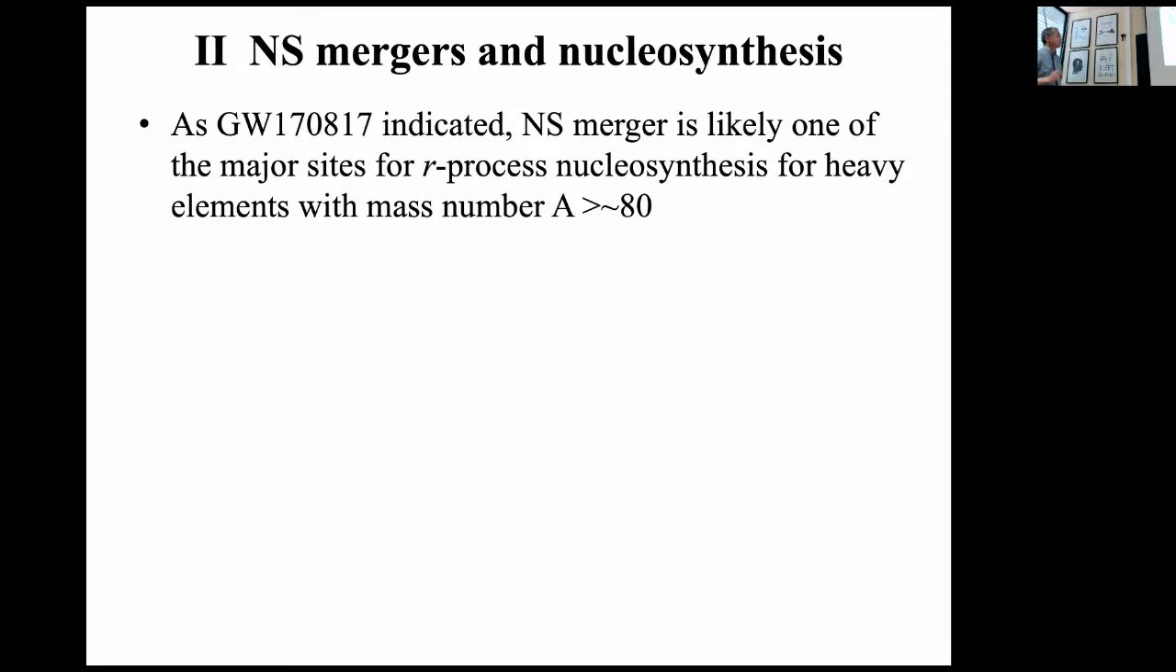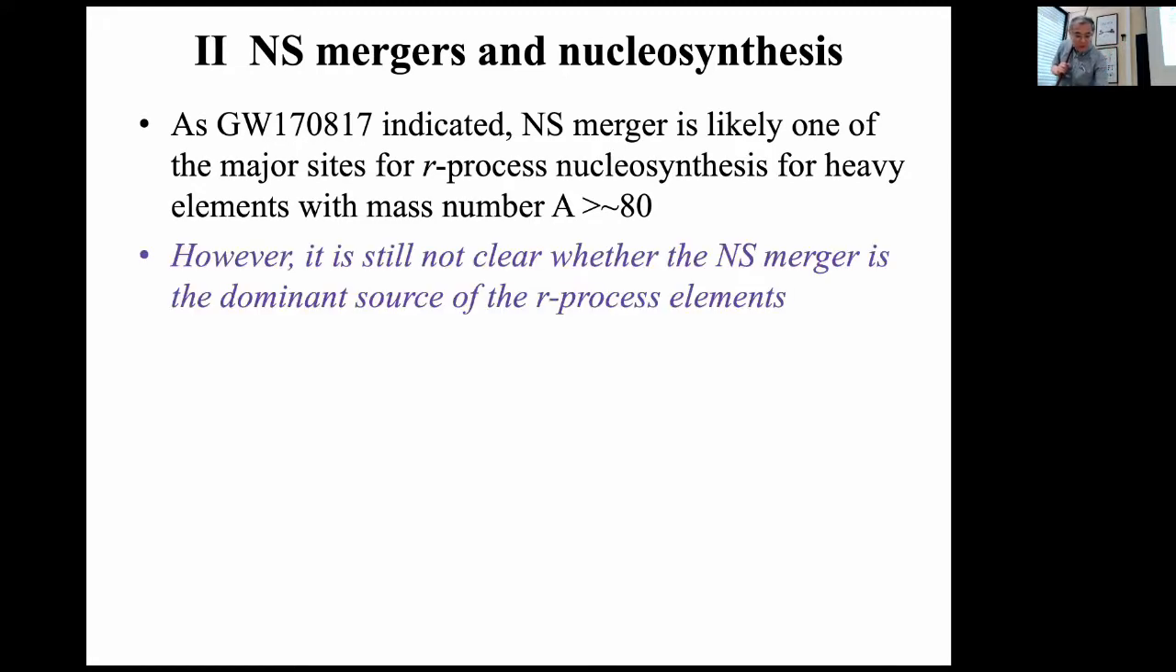As I said, the neutron star merger is likely to be one major site for r-process nucleosynthesis. Here, heavy means elements with mass number larger than about 80, so 80 to 230 or something like this. This event shows that it could be a major site, but it is still not clear whether the neutron star merger is the dominant source of these elements, and there are several other opinions which say it could not be the major site.